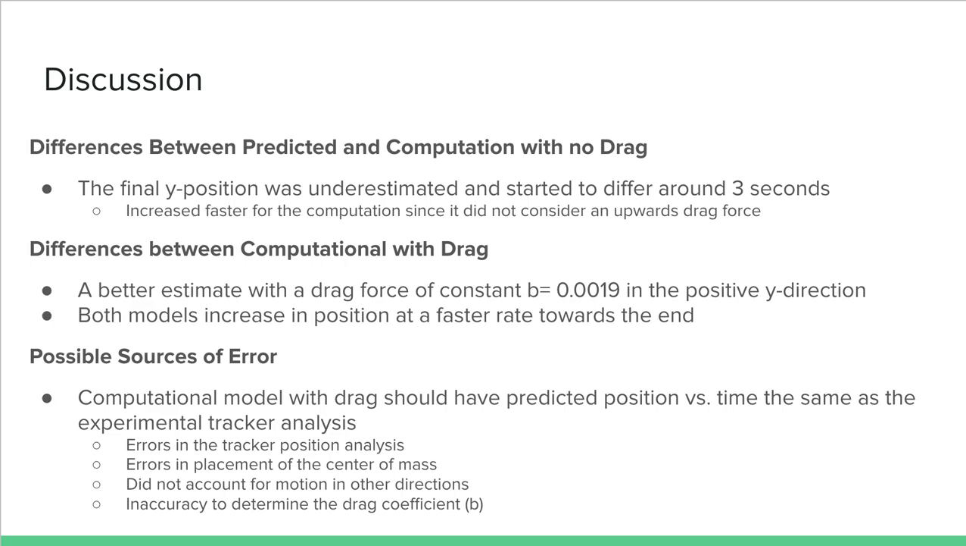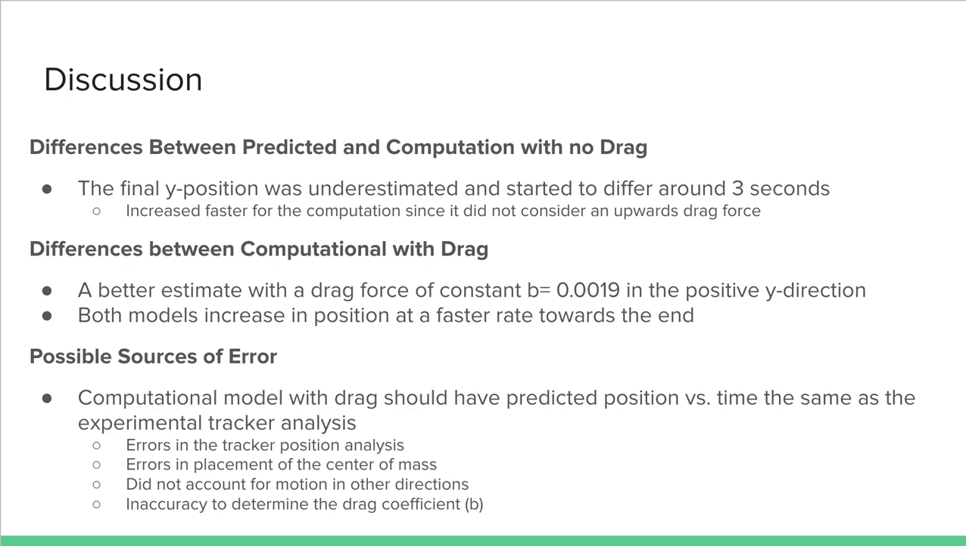There were differences between the experimental and computational model without drag, so the final y position started to differ around 3 seconds. It increased faster for the computational model since it did not consider an upwards drag force. The difference with the computational model with drag was that it was a better estimate, with a drag force constant b equals 0.0019 in the positive y direction.